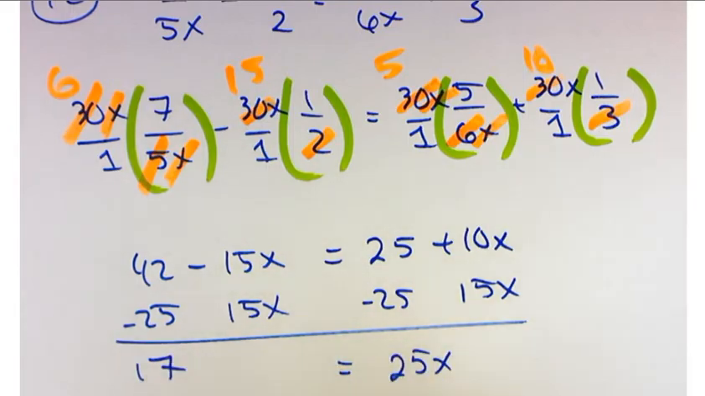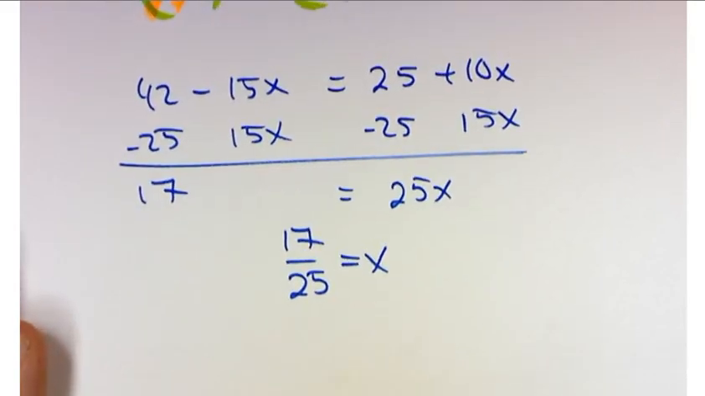So 17 over 25 is equal to x. Now, if you were to look back at the original problem, 17 over 25 is not going to create an issue with the denominators. The only value of x that would create an issue would be x equals 0. But that's not what we got for our solution. Whew. Almost done.